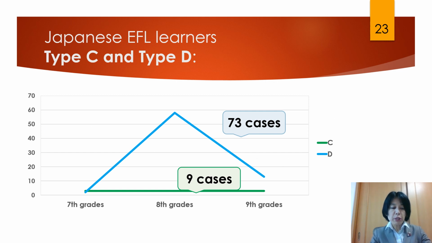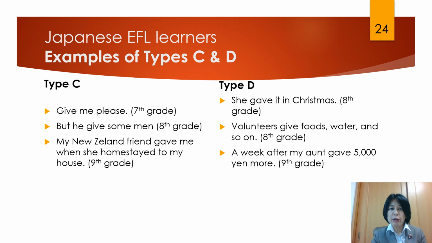An interesting property of the Japanese EFL learners was the frequent occurrences of type D. The number of type D rapidly increased from 2 cases in the 7th grade to 58 cases in the 8th grade, and then dropped to 13 cases in the 9th grade. These are representative examples of type C and type D.